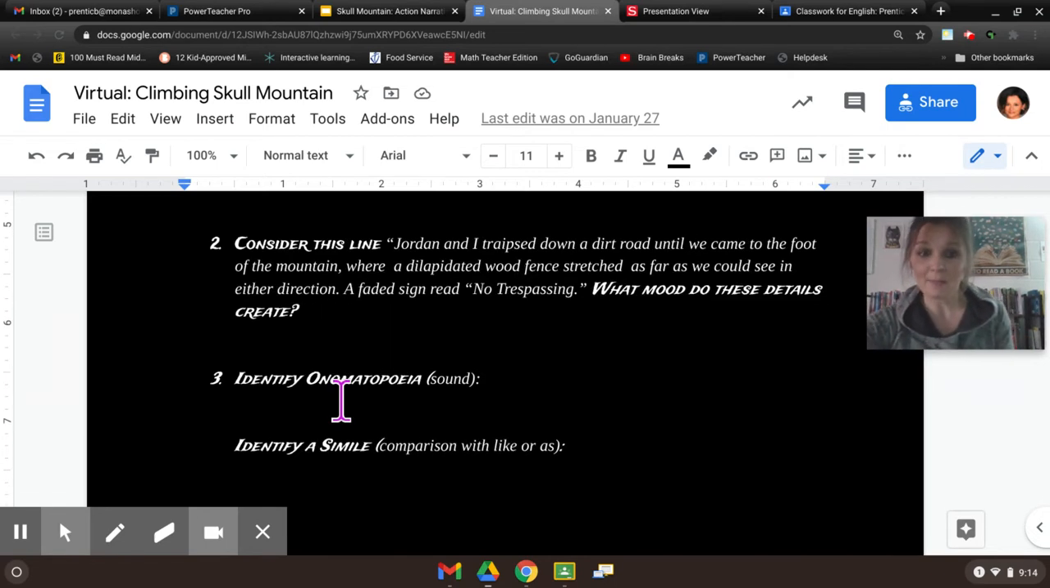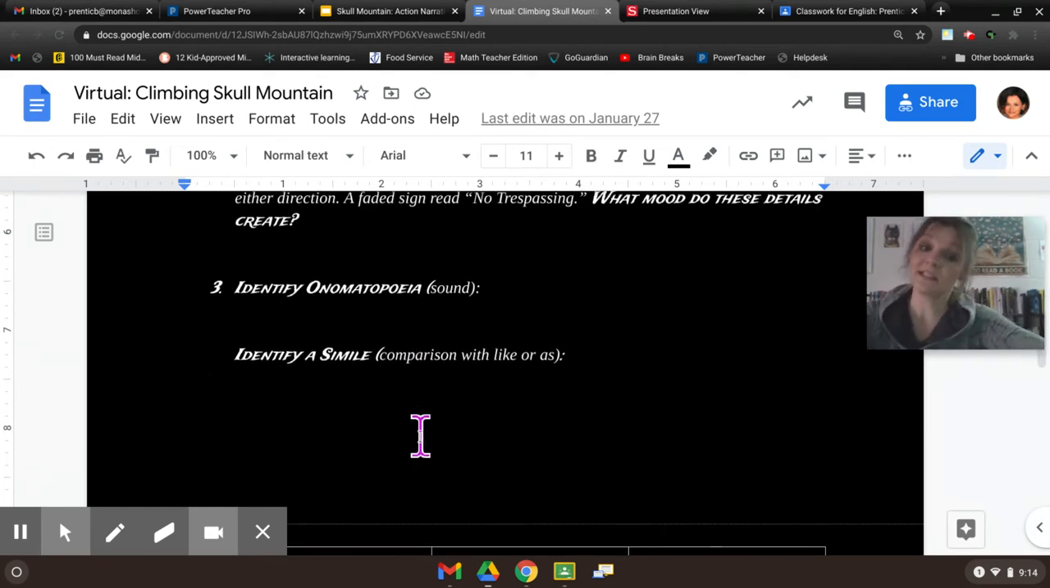Number three, onomatopoeia, and I put in parentheses, that means sound. So when authors want to bring things to life with sensory detail, they put like a drip, drip, or a sploosh. What sounds are in this piece? And number four, you need a simile, a comparison using like or as. So the wind was screaming like a wild banshee. So you're comparing two things together.